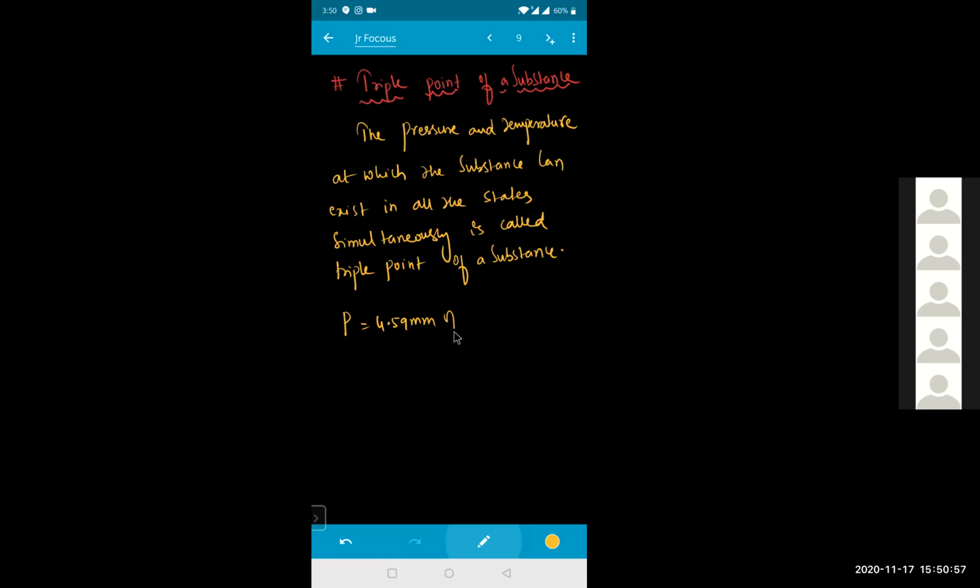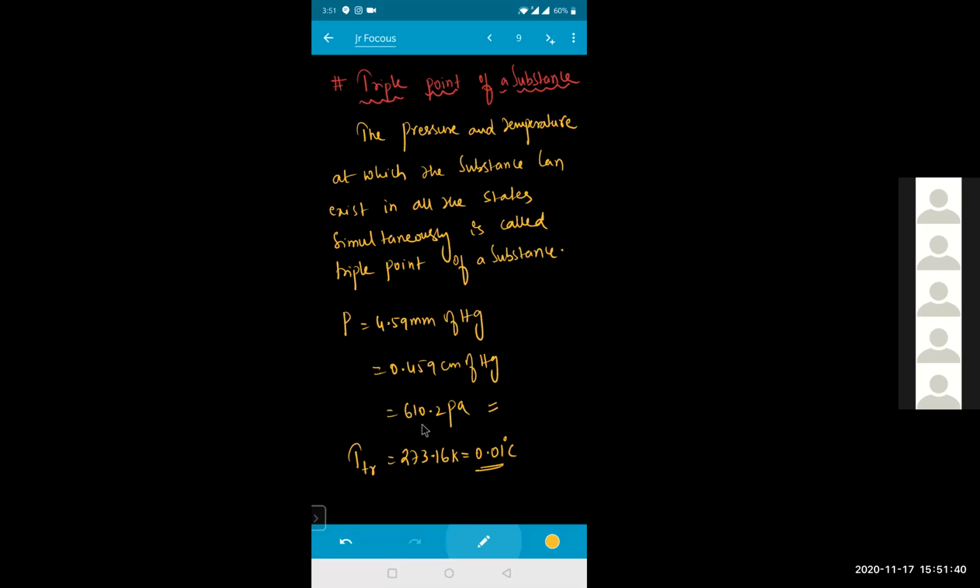Remember this, beta. That is also equal to 0.459 centimeter of mercury, and that is equal to 610.2 pascal. Generally we remember it in pascals; centimeters and mm we neglect as they are not used much. So remember this pressure, 610.2 pascal, where all phases of the substance coexist. The temperature at which this happens, we call the triple point temperature, represented by T_tr, and that is 273.16 kelvin, which is approximately 0.01 degree centigrade.